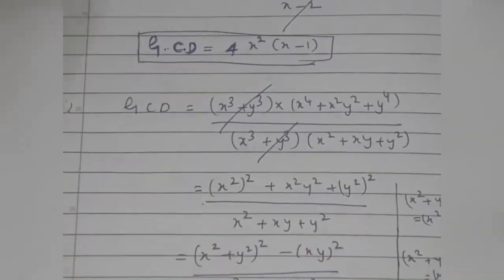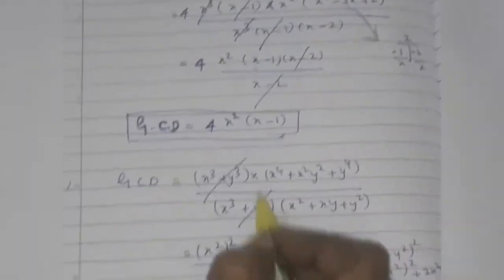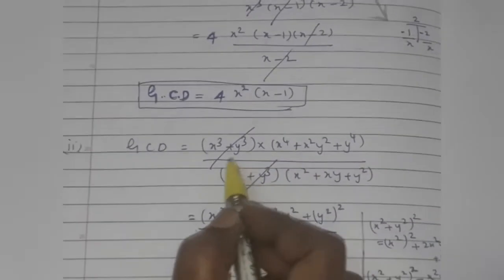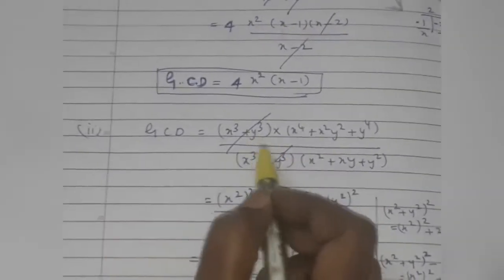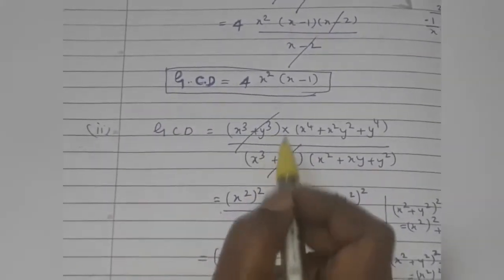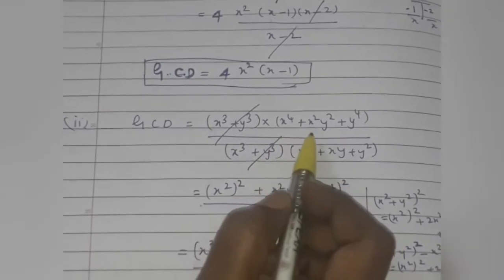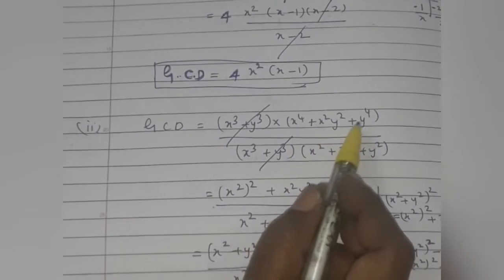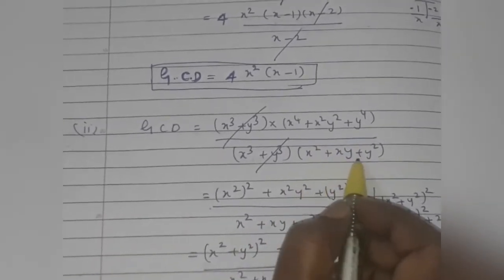And the next one, they have given x cube plus y cube, comma, x power 4 plus x square y square plus y power 4, whose LCM is x cube plus y cube into x square plus xy plus y square, okay. So GCD is equal to f of x into g of x by LCM. I have written all these things, what all is given in the problem, okay. So now x cube plus y cube and x cube plus y cube can be cancelled. So the remaining thing is x power 4 plus x square y square plus y power 4, by x square plus xy plus y square.